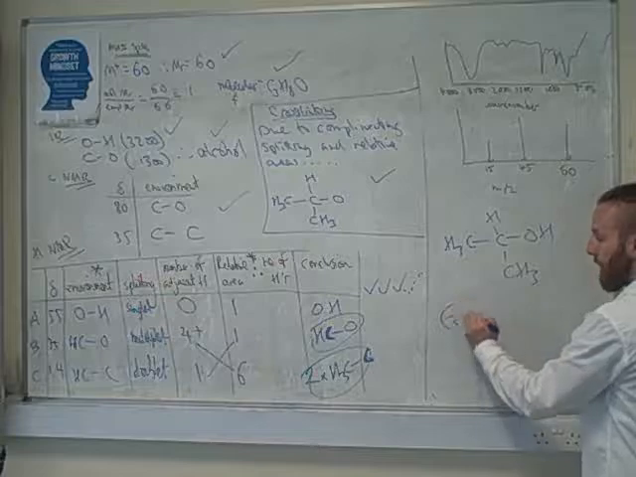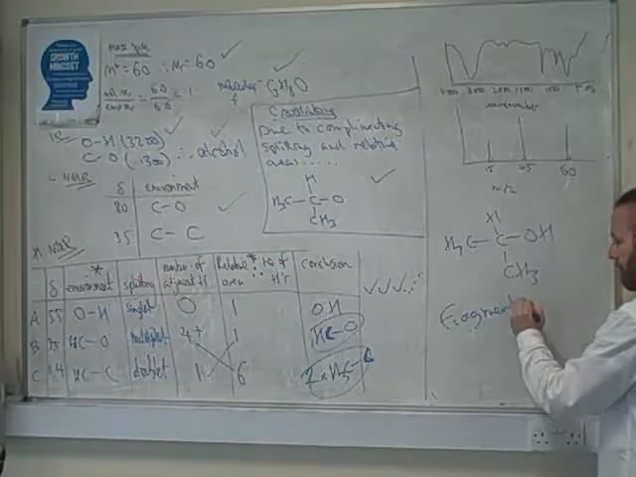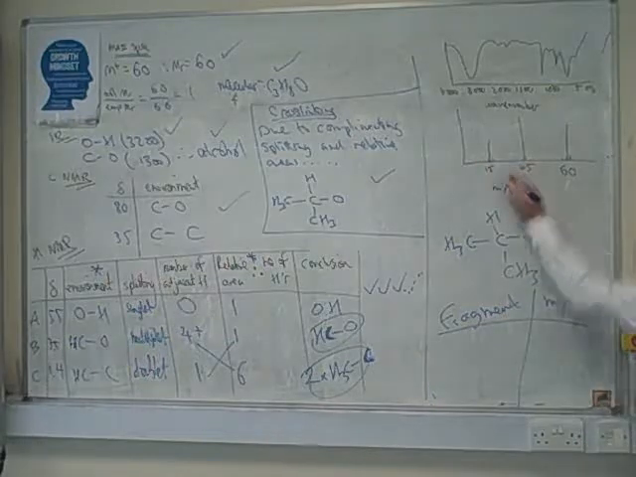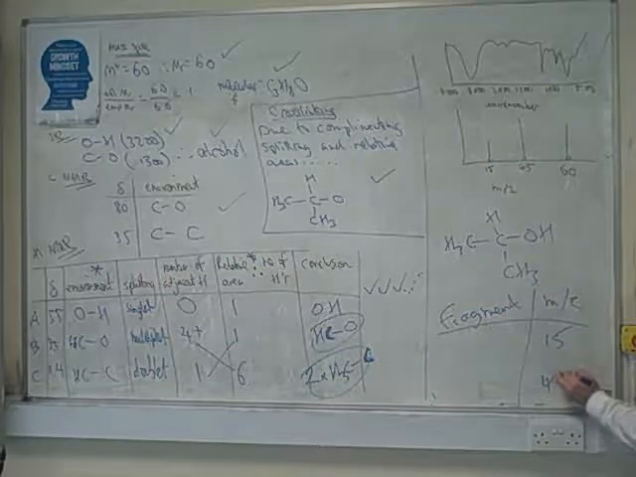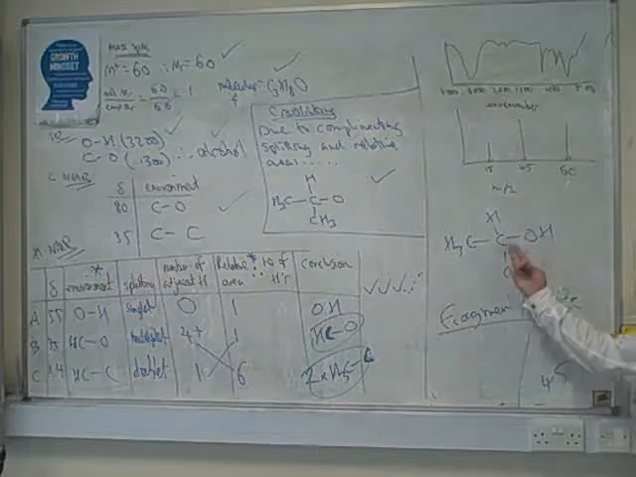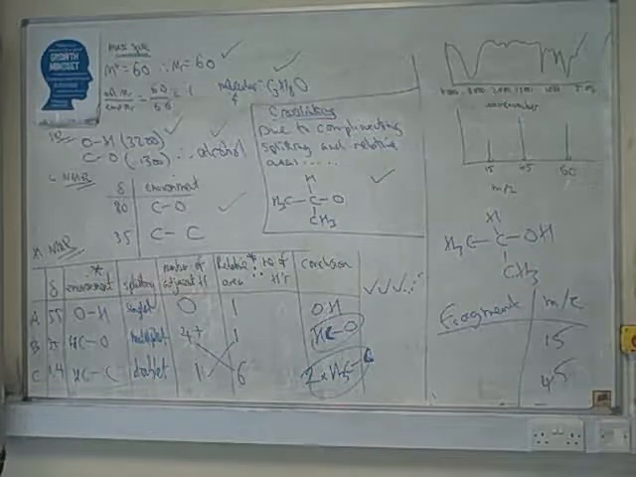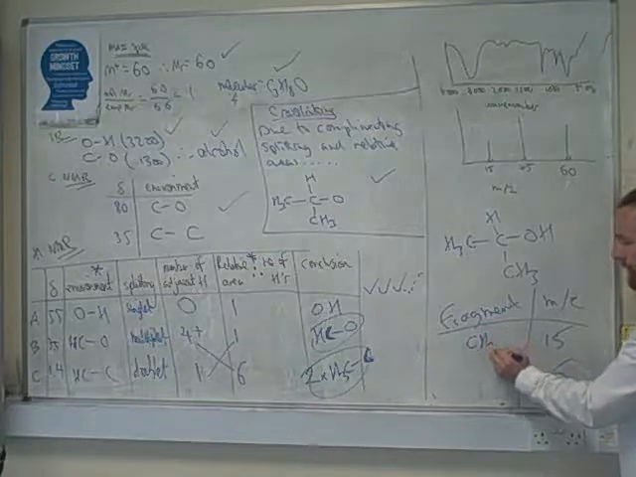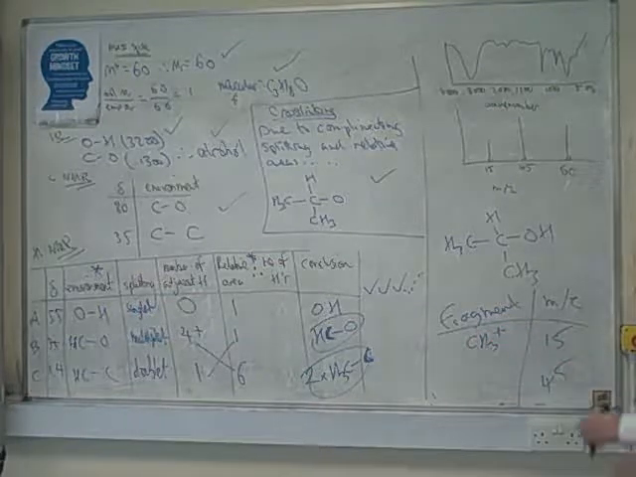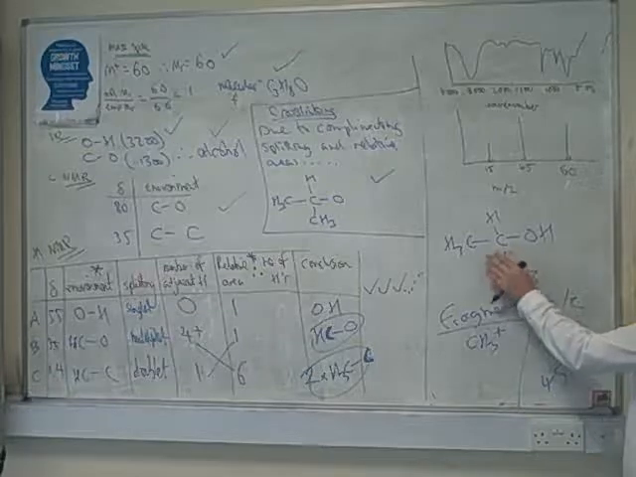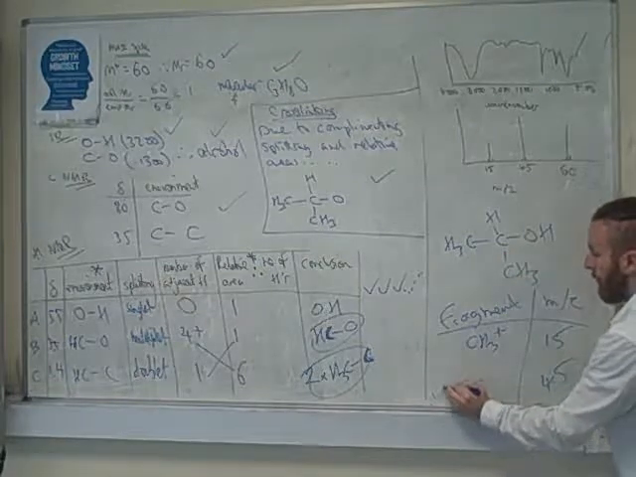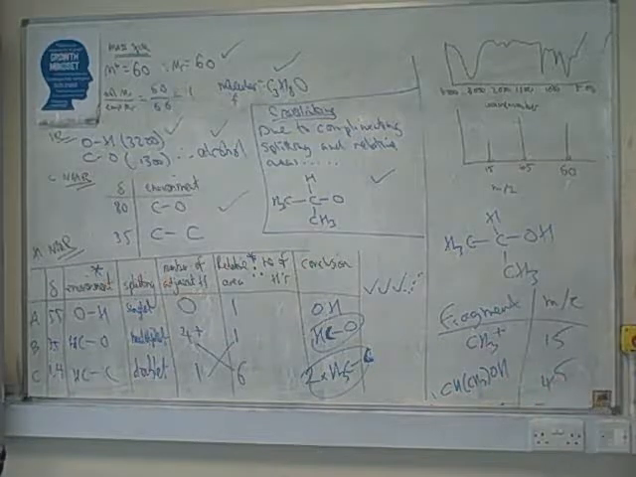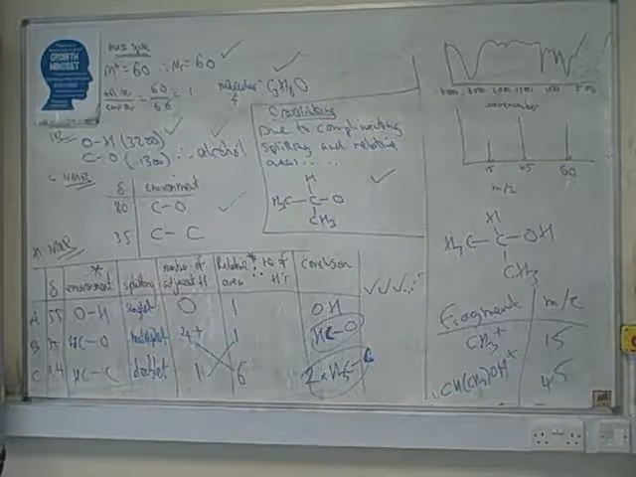So just to finish off, one last safety check. We need to do our fragments. And so my fragments are at 15 and 45. Can we snap off chunks to get these masses? Hopefully you've figured out by now, 15 is always a CH3, well, CH3 plus. And then 45, we're going to snap off one of the CH3s to leave us with CH3CHOH plus. Don't forget the plus.